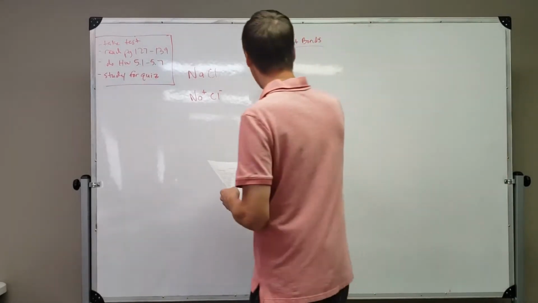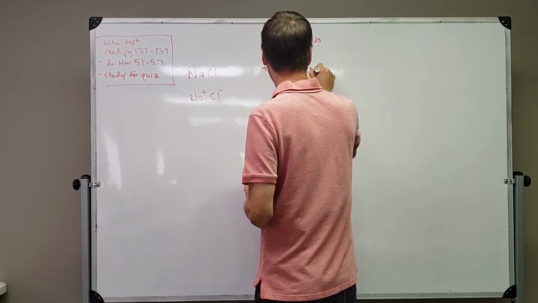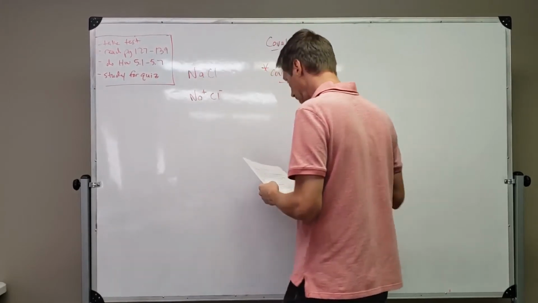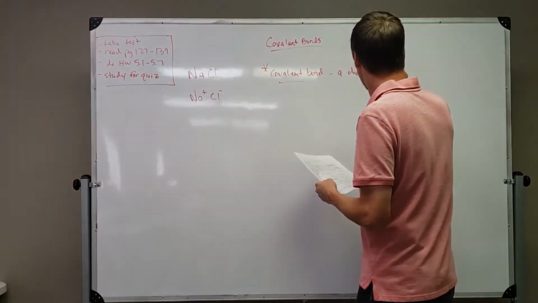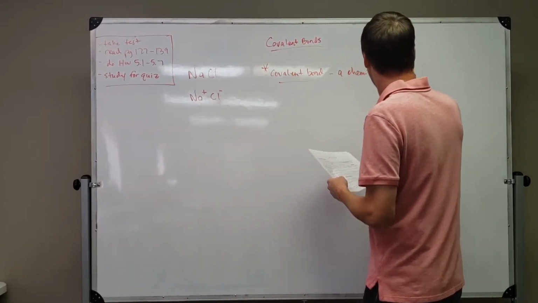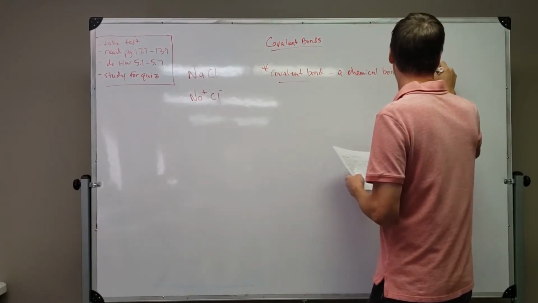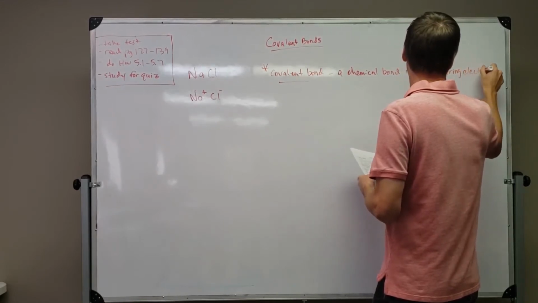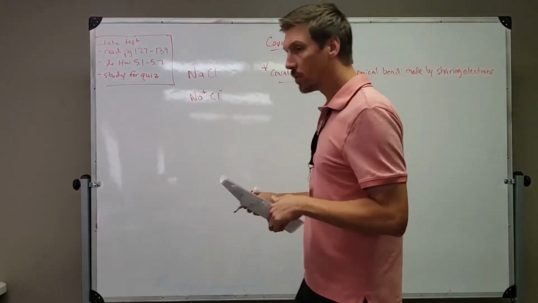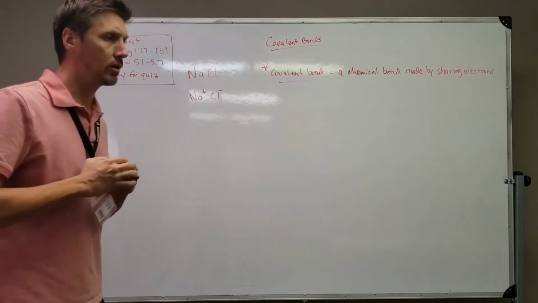So a covalent bond, by definition, is a chemical bond made by sharing electrons. They don't give and take electrons the way ionic compounds work. They actually share the electrons in a covalent bond.